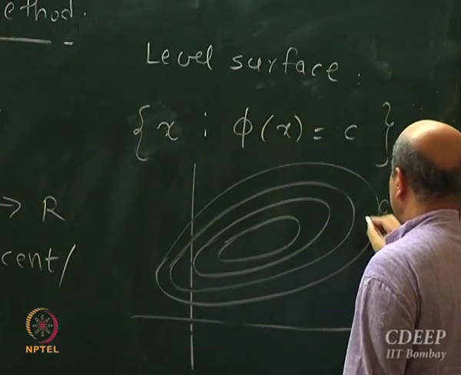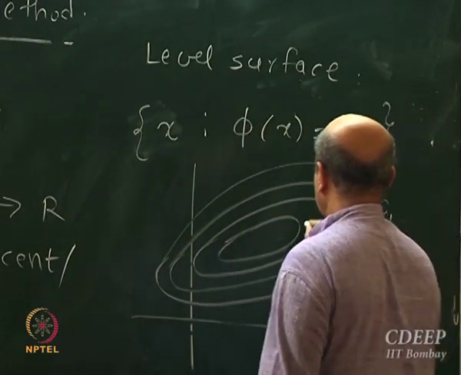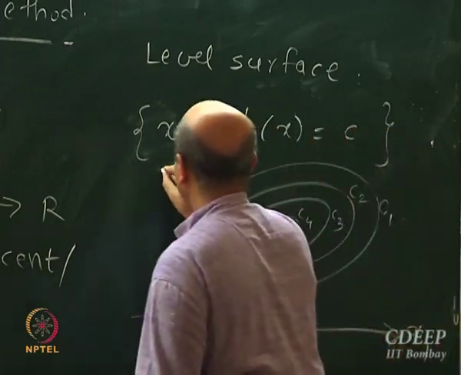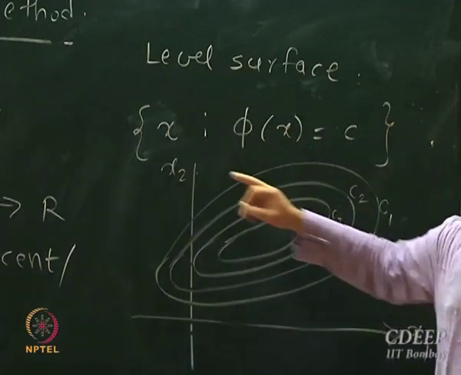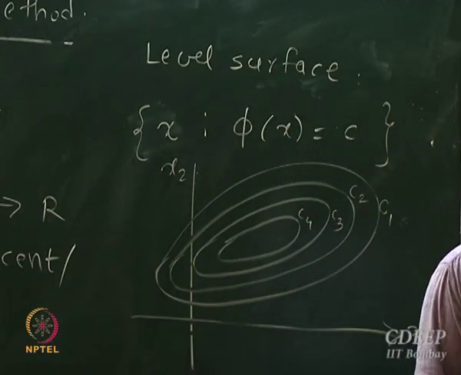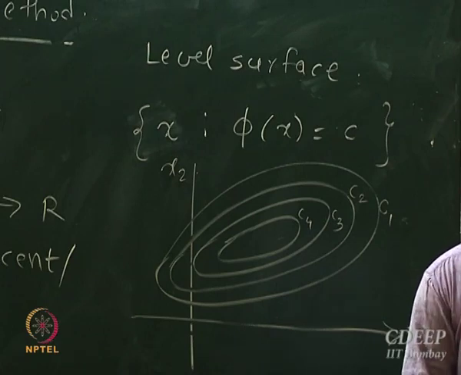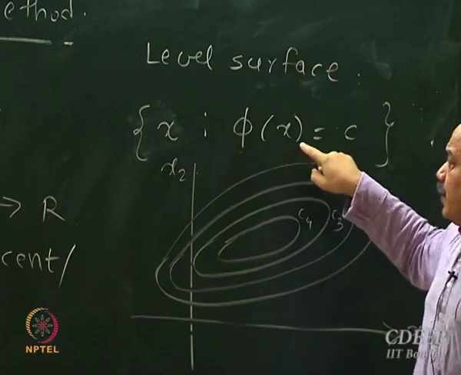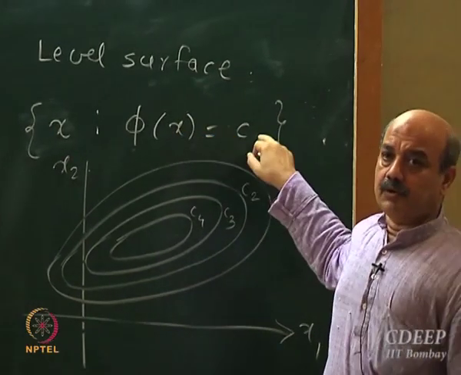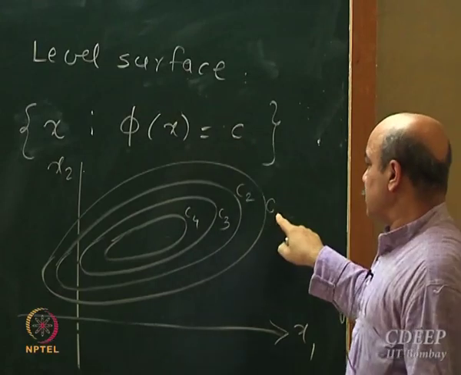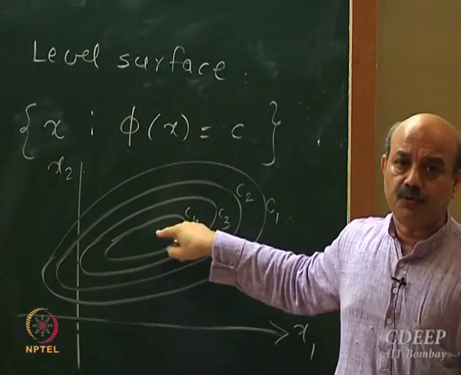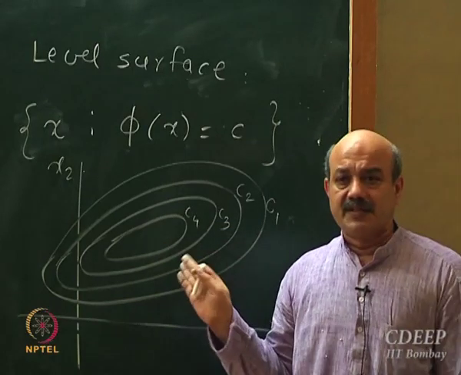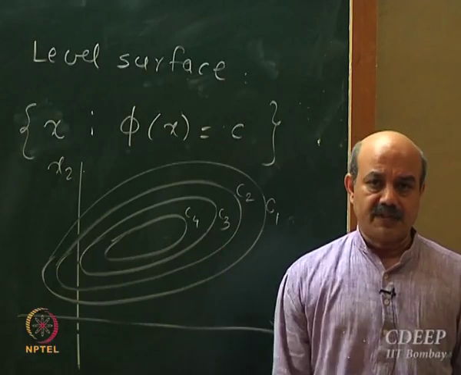So this is say c1, this is c2, this is c3, this is c4, and so on. This is my x1 x2 plane. I am plotting all those points in the x1 x2 plane for which phi of x1 x2 is equal to constant. So let's say this is 5, this is 4, this is 3, this is 2. I am plotting the locus of all the points. These are called level surfaces.